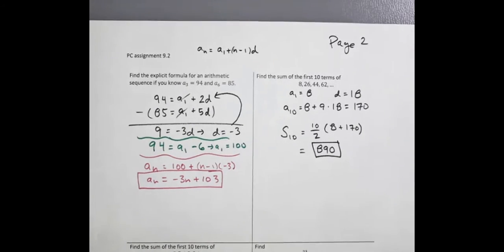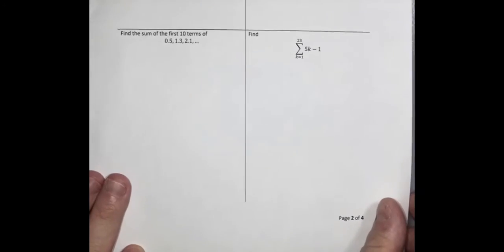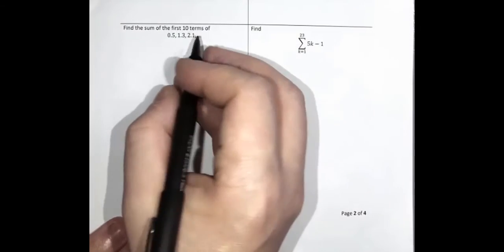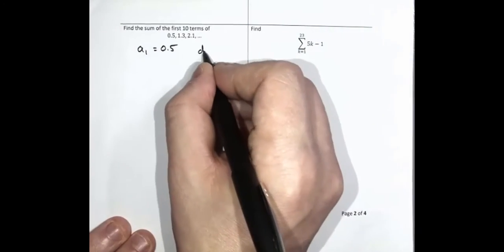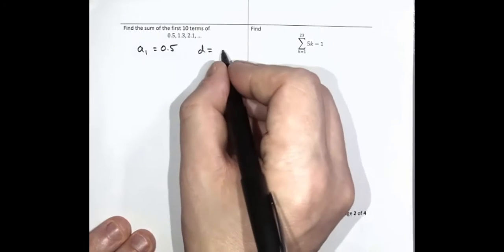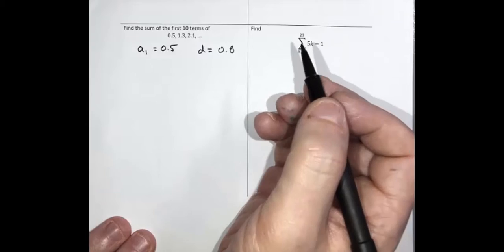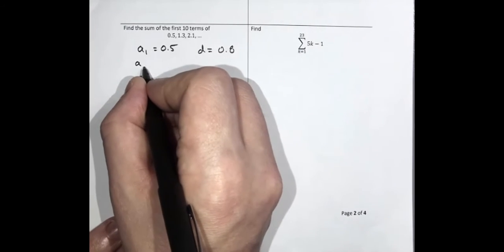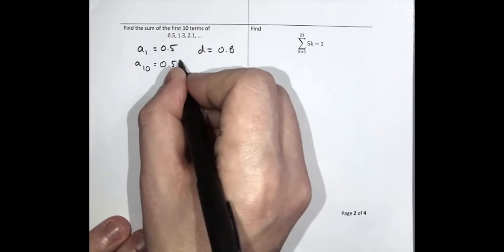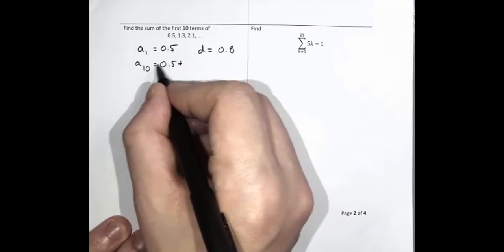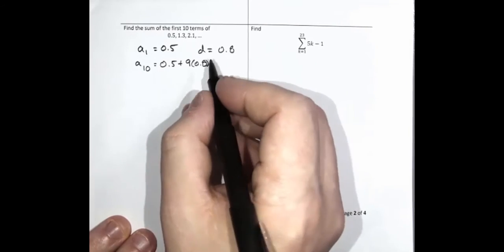Okay, next let's do this one that has some decimals in it. The sum of the first 10 terms of this sequence. So the first term is 0.5, the common difference is 0.8, because that's what it takes to add from 0.5 to 1.3. So that would mean that the 10th term would be the first term plus n minus 1, so 9, times the common difference of 0.8.